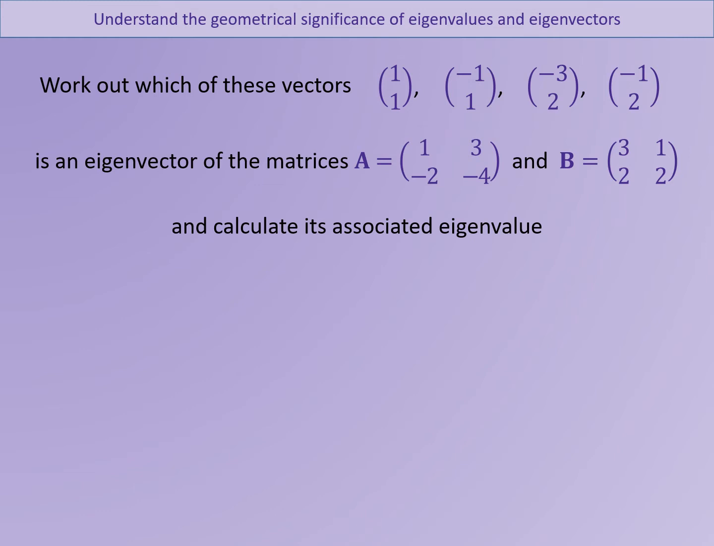Okay, so work out which of these 4 vectors is an eigenvector of the matrices A and B. I'll give you a bit of time to do that. So if you want to pause, work them all out for me, please. And if you're not sure, you can have a look at the very first example. I'll do one for you, and then you can go on from there yourselves if you want to.